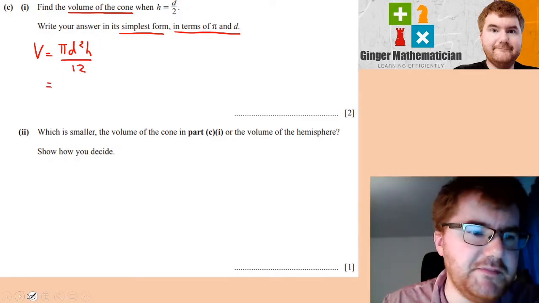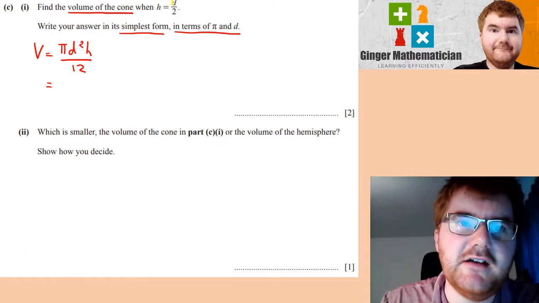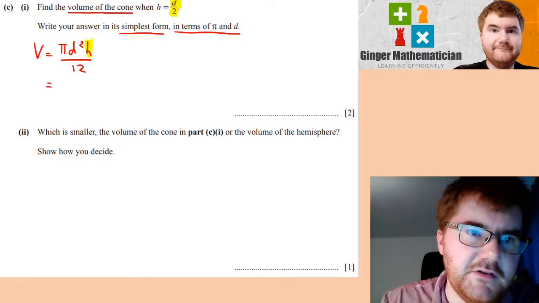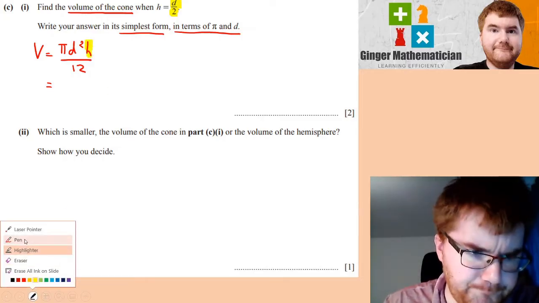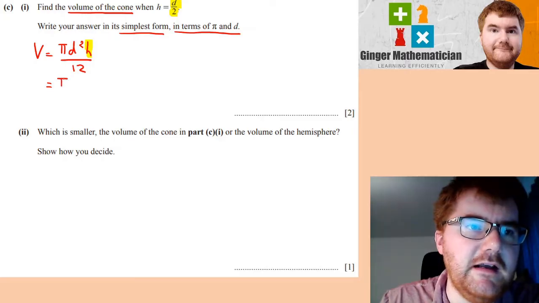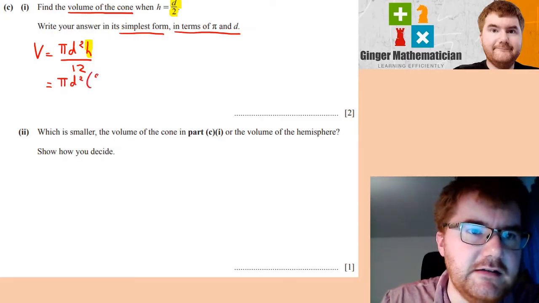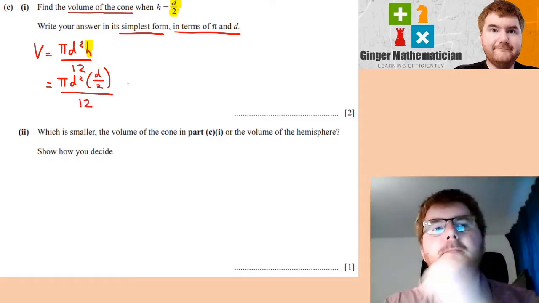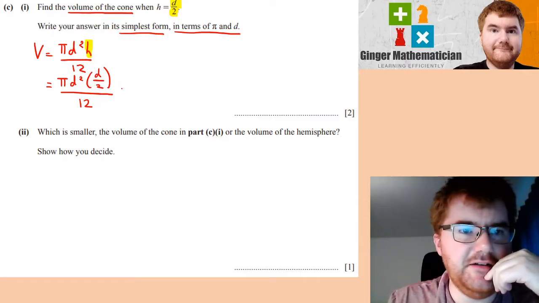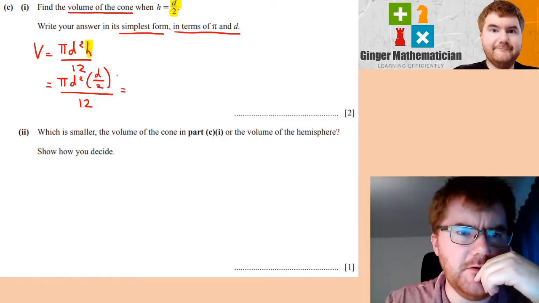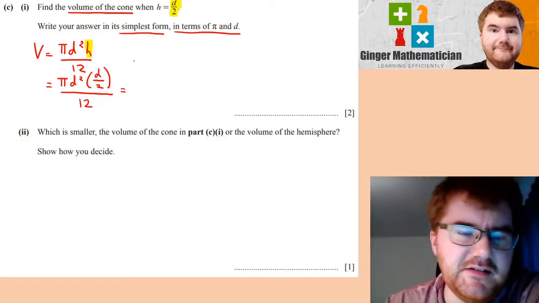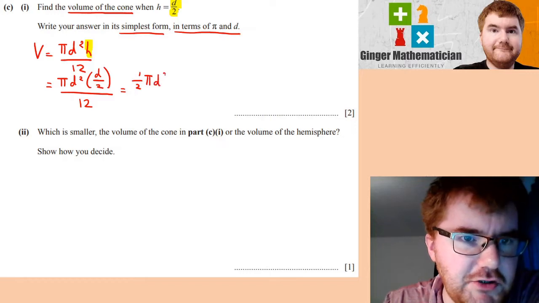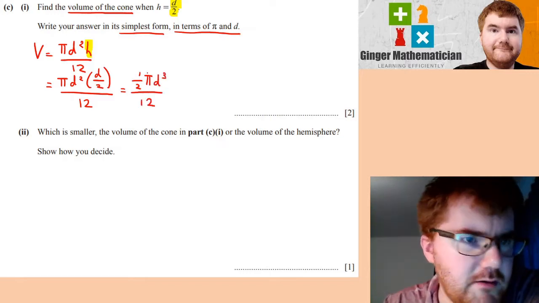And now we're going to do another substitution. Let's get the old trusty highlighter out. So wherever we see an h, we're going to replace it with d over 2. We're using the information from the question. So we're going to get pi d squared times d over 2, over 12. Okay, so let's think how we want to simplify this further. So probably the easiest way to write this is a half pi d cubed over 12.